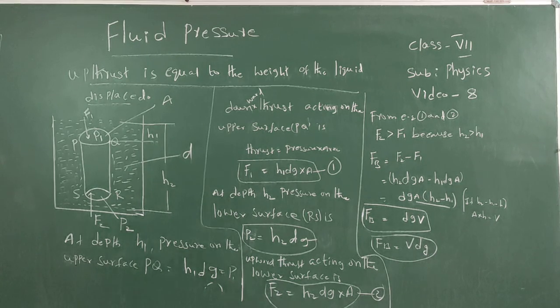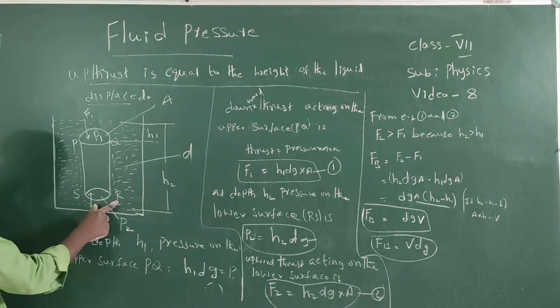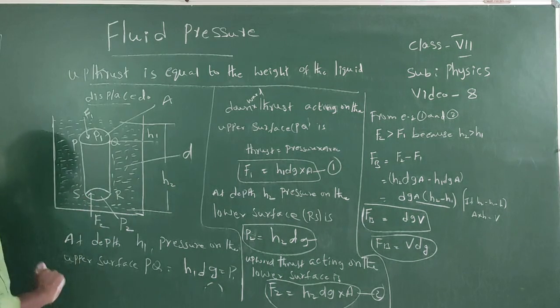Let us consider once more a cylindrical vessel PQRS filled with liquid. A body PQRS of area of cross section A is immersed in a liquid of density D. Here the upper surface is shown, and it is immersed in the liquid. Its area of cross section is A.